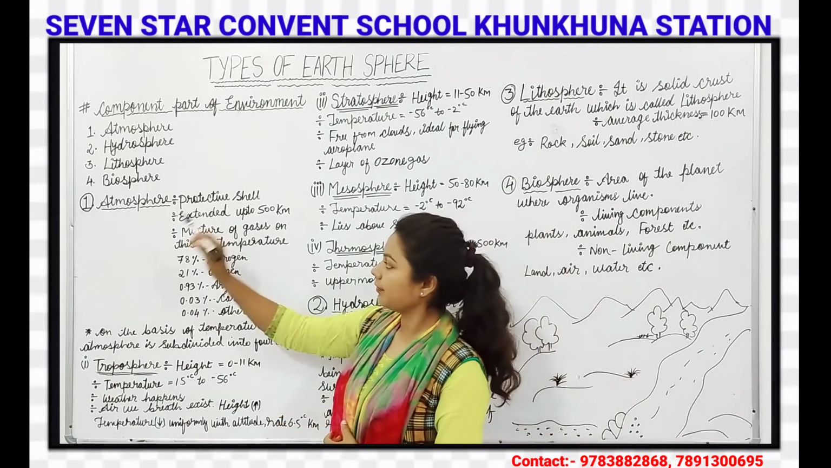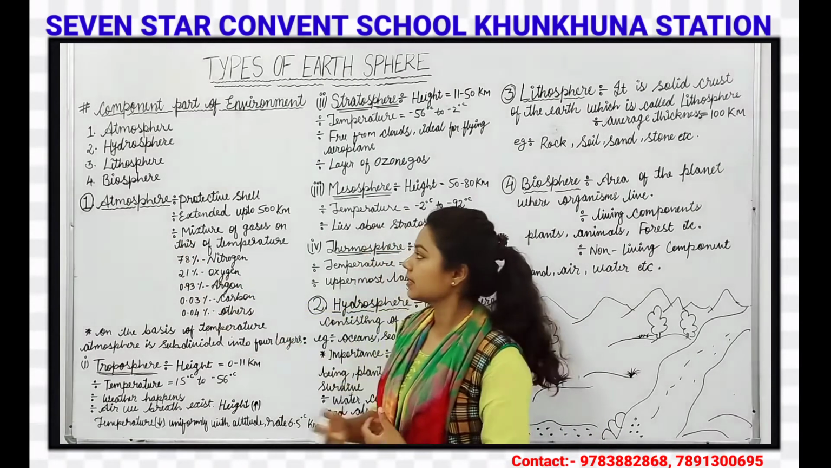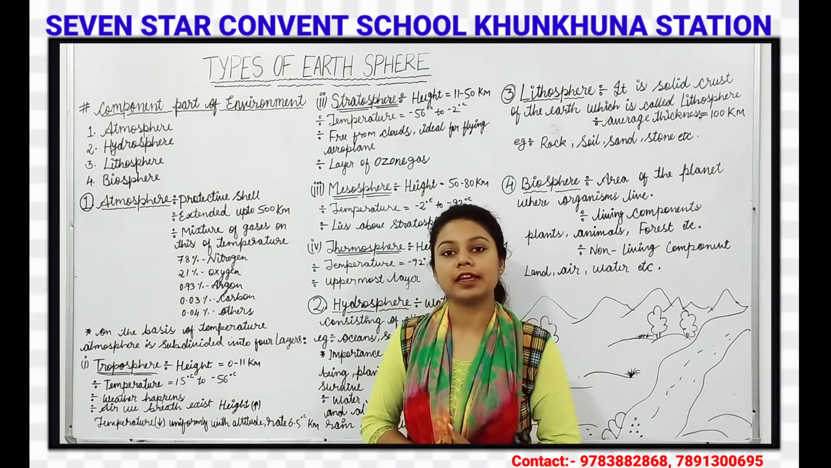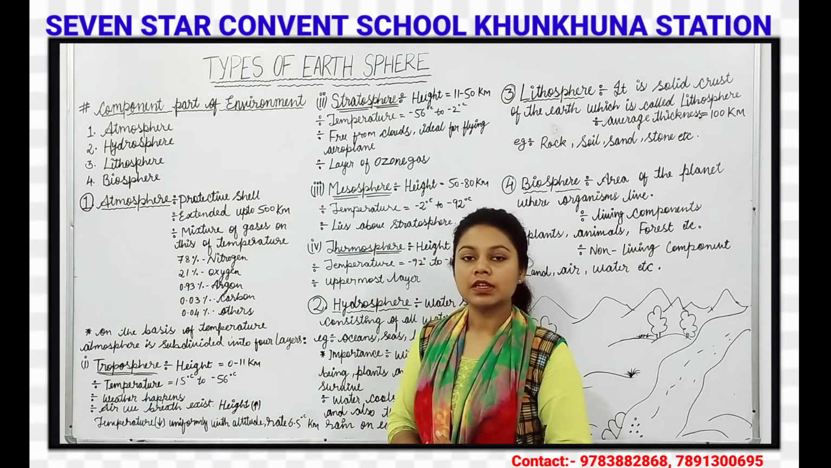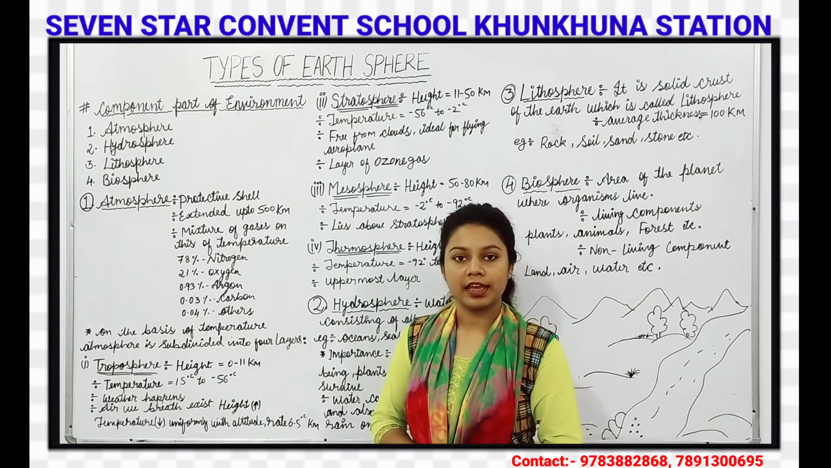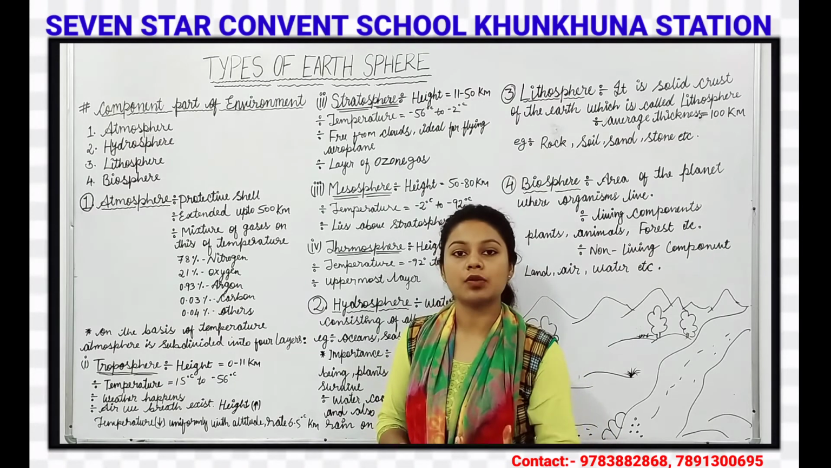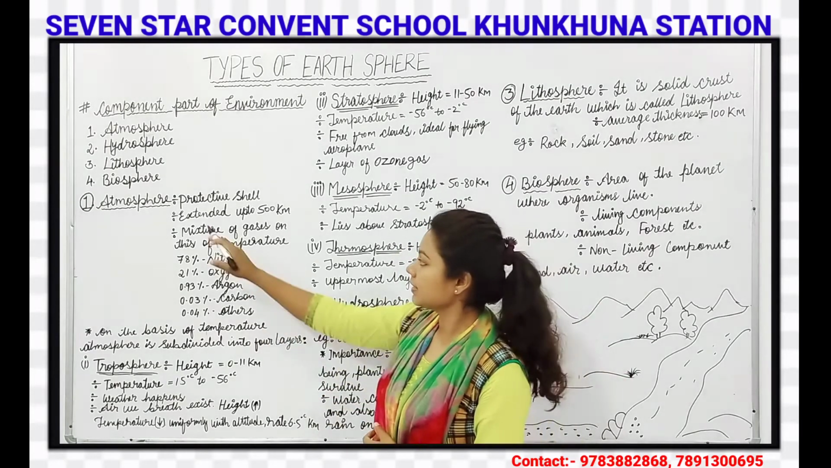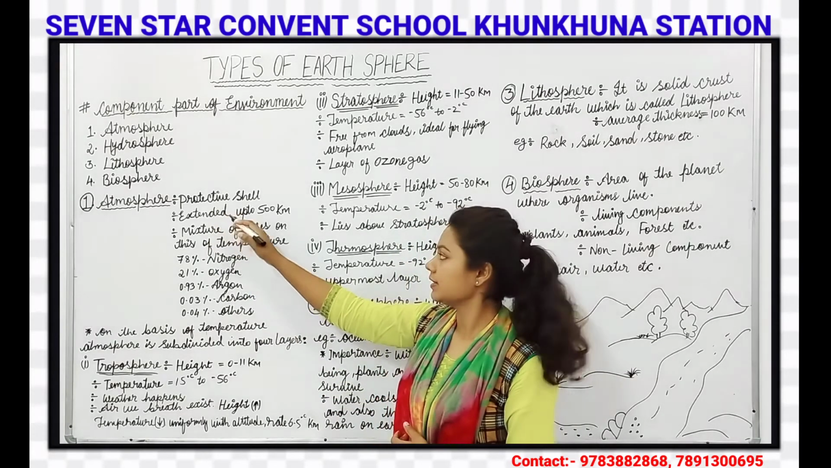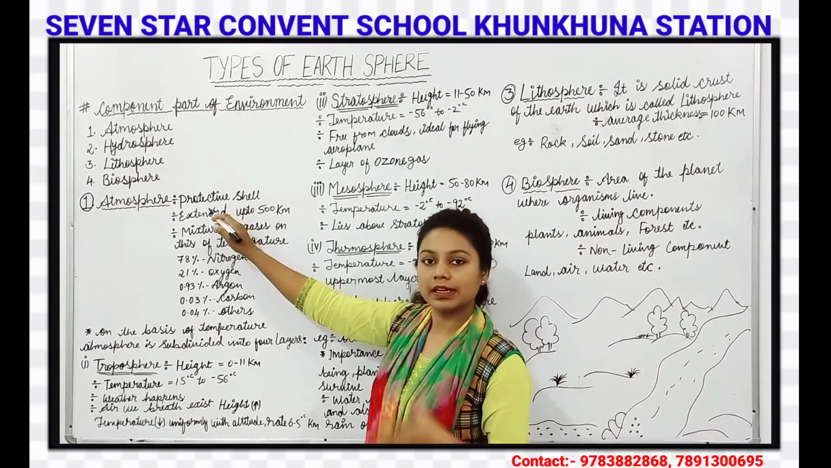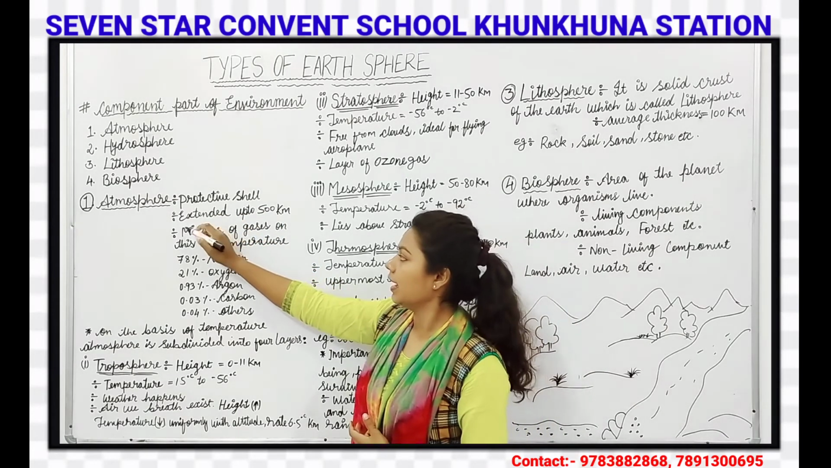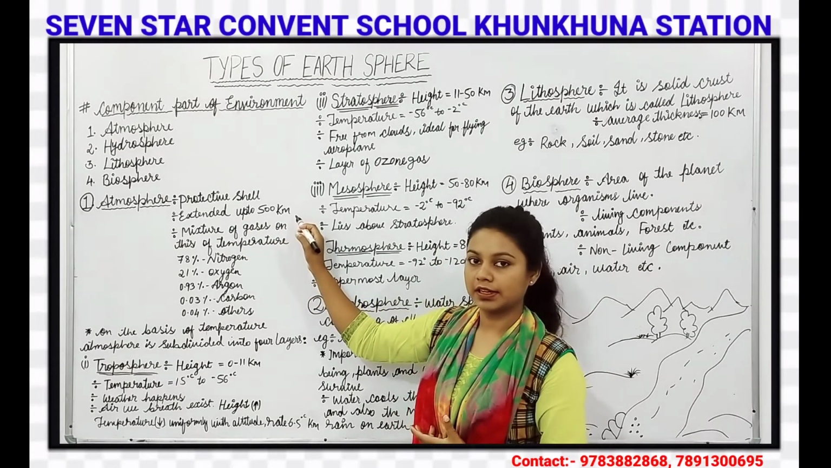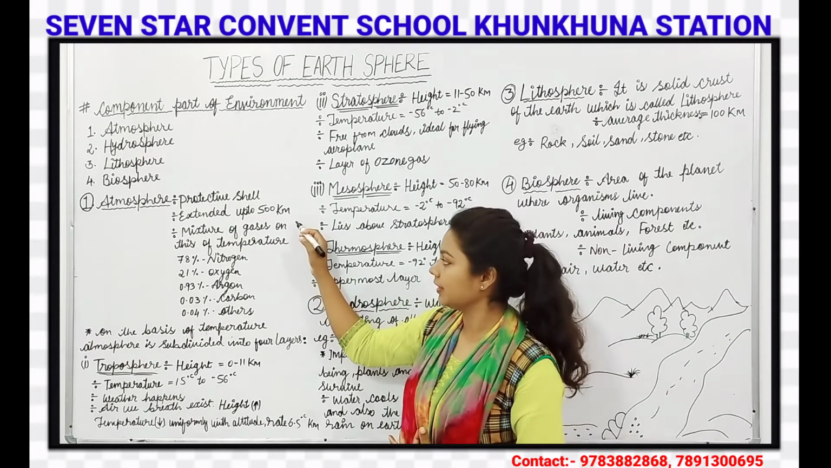So first we will talk about the atmosphere. This atmosphere is the protective cell. In the atmosphere we can find the air. The thick layer of air which surrounds the earth is called the atmosphere. It is the protective cell, and it extends up to 500 kilometer.